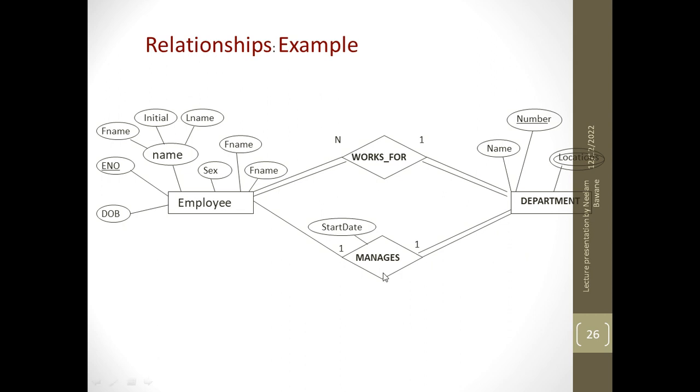To give you another example, an employee will work under some department. So this is the employee entity, department entity. The department entity has name, number, and locations. And the department will have several locations. And here, many employees will work under one department.